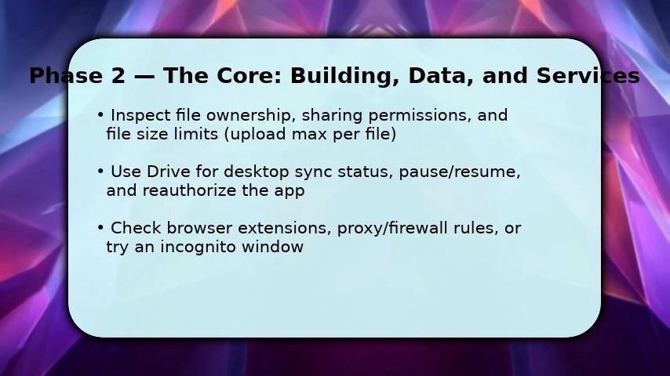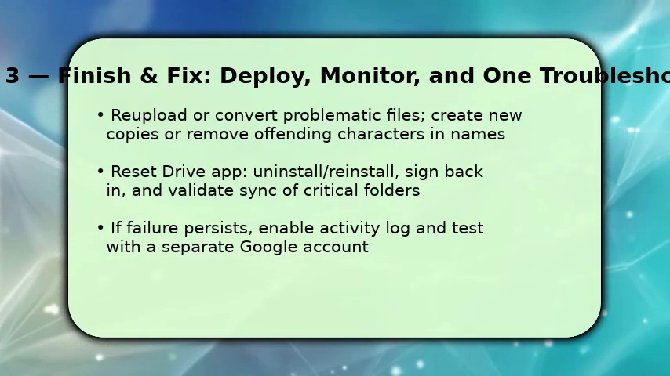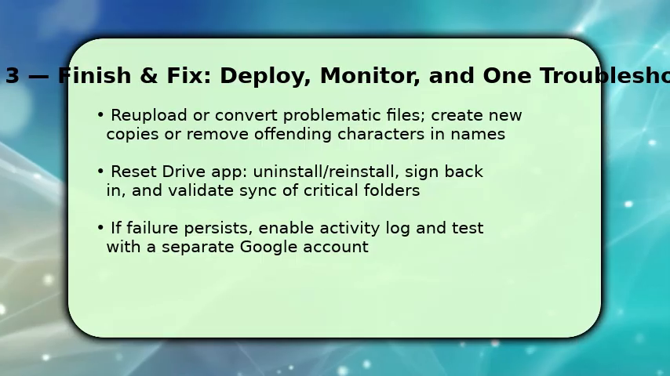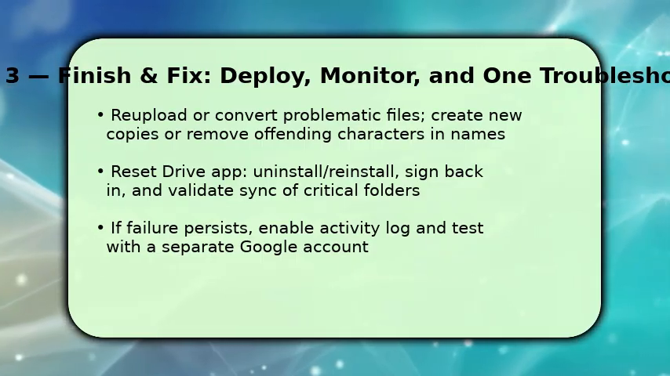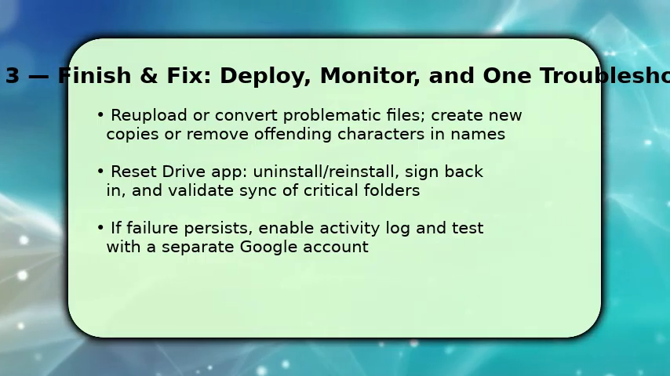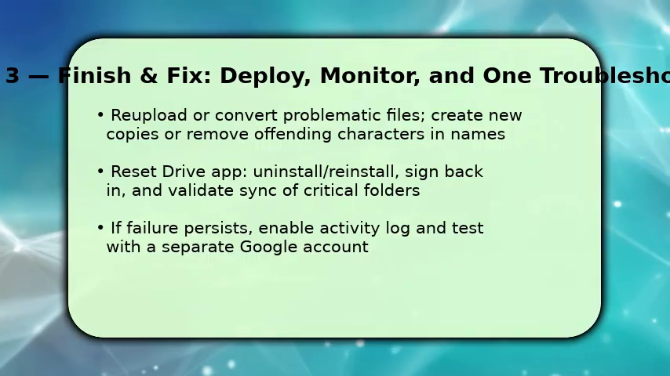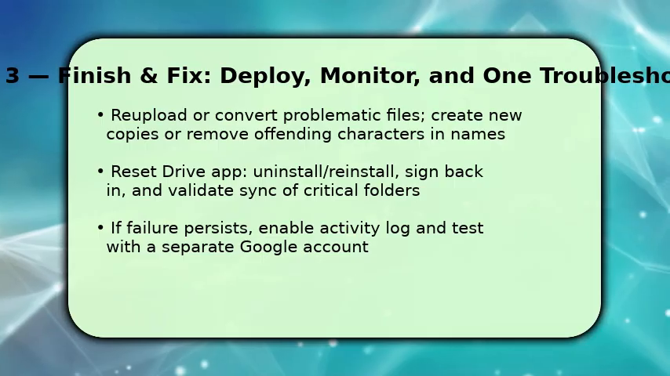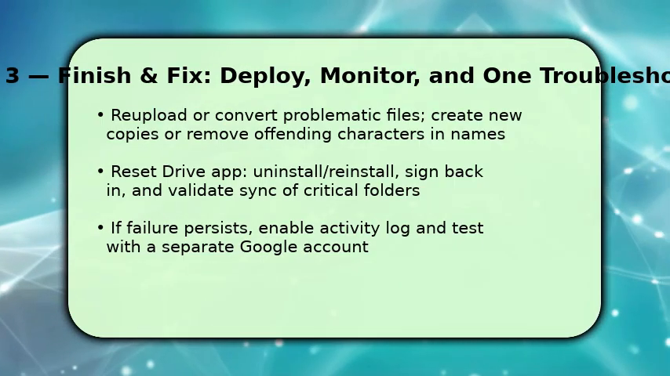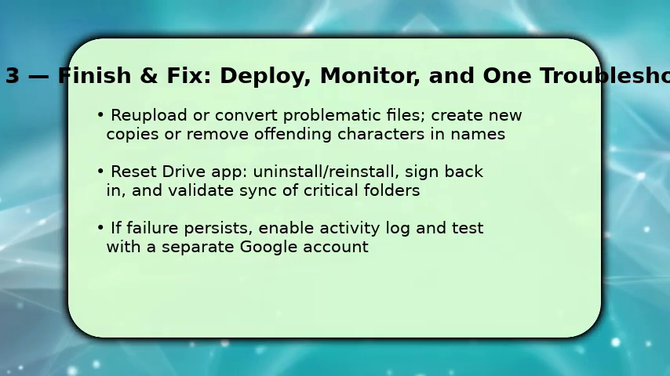Finish by repairing the affected items and retrying sync. If a specific file fails, rename it to remove special characters, make a new copy, or convert it to a Drive native format before uploading. If app issues persist, uninstall and reinstall Drive for desktop or clear browser data, then sign in again and validate critical folders. If nothing works, enable Drive activity logs and test the same operation with a separate Google account to pinpoint whether the issue is account level.